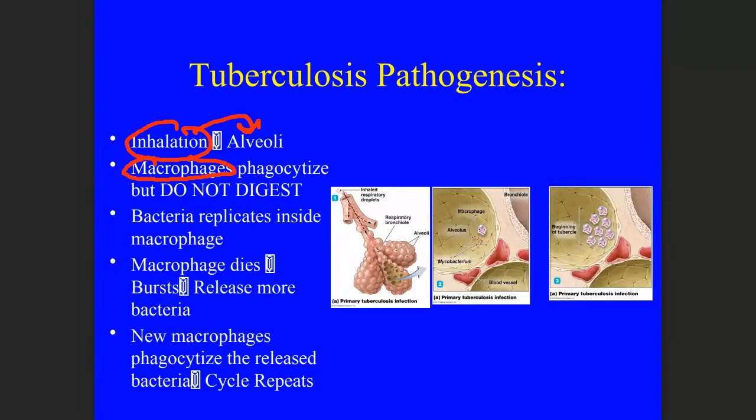And they're going to phagocytose it. But they have a problem. Because these are acid-fast bacteria, the macrophages cannot digest the bacteria. So what ends up happening is that the bacteria use the macrophage to replicate, kind of like a little incubator, over and over again. The macrophage fills up with the bacteria. Eventually, it pops by lysis, releasing more bacteria.